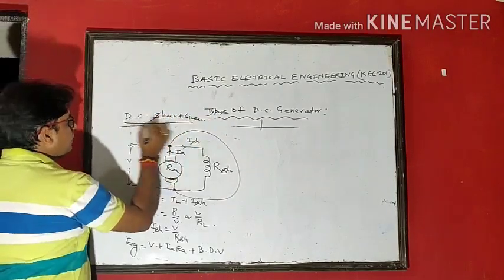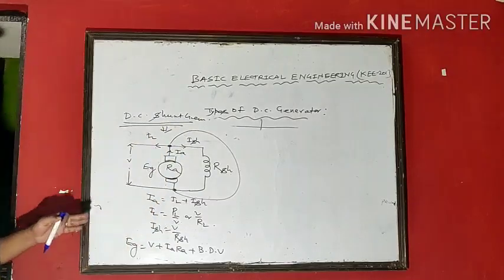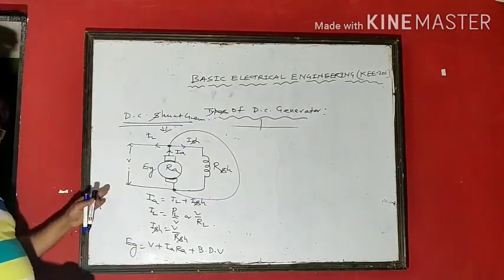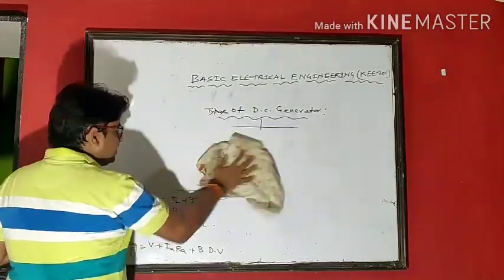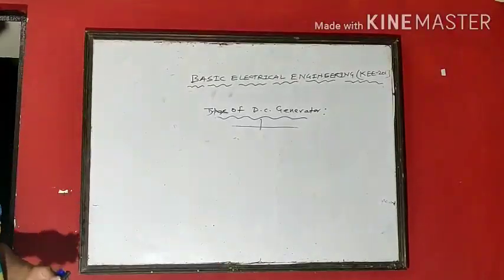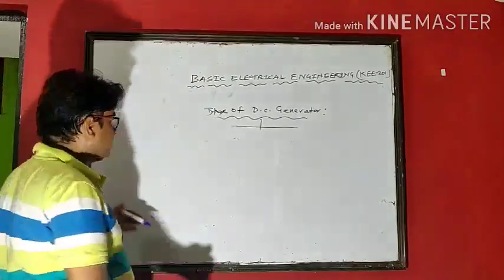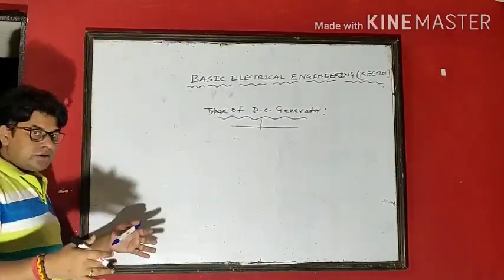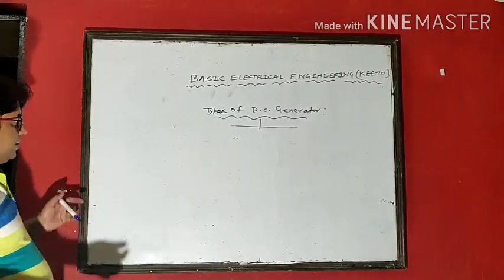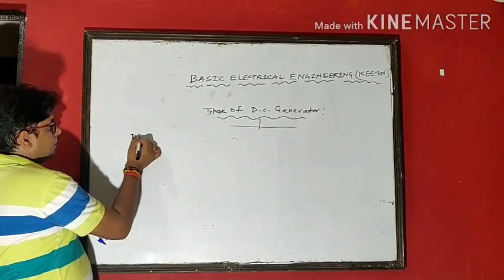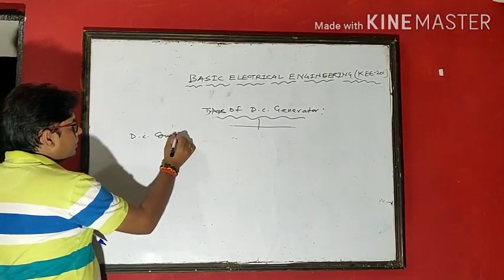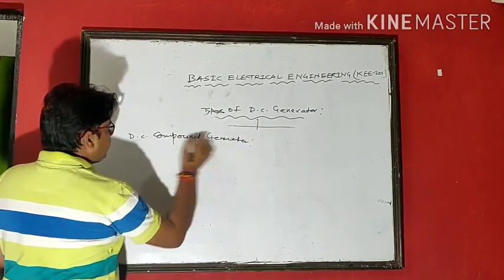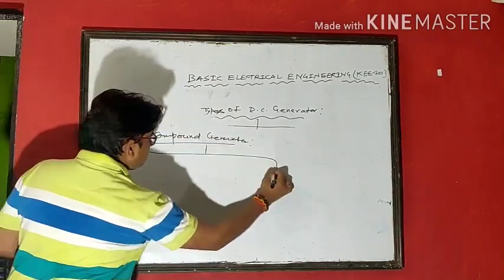Third one, that is DC compound generator. Okay, understand? And third one is DC compound generator. In DC compound generator, there are two types. In compounding, that means shunt, we will do compounding, that is short shunt and long shunt. So there are two types.